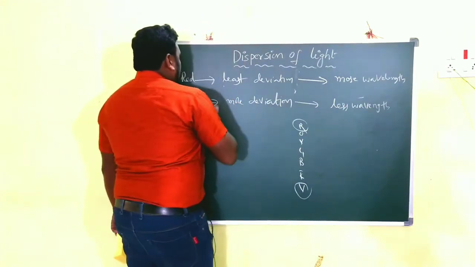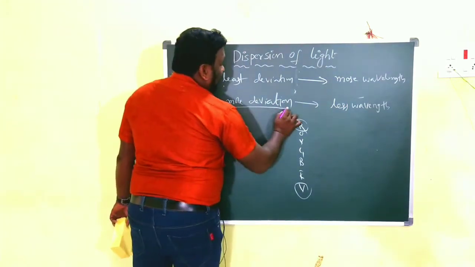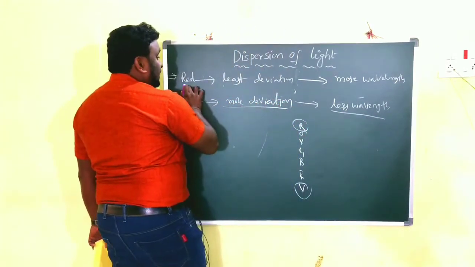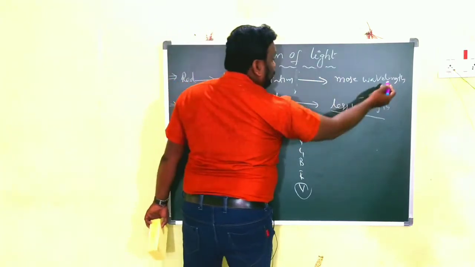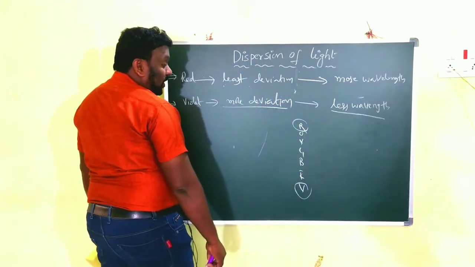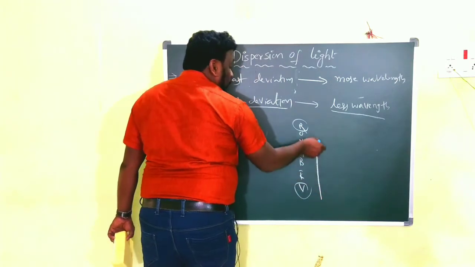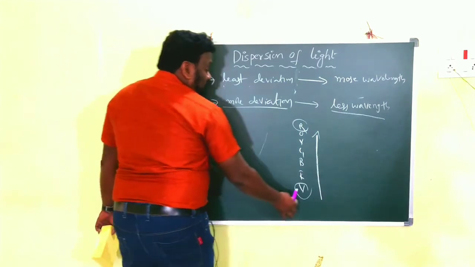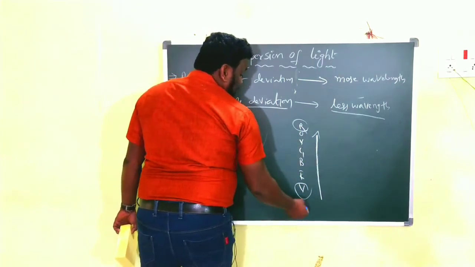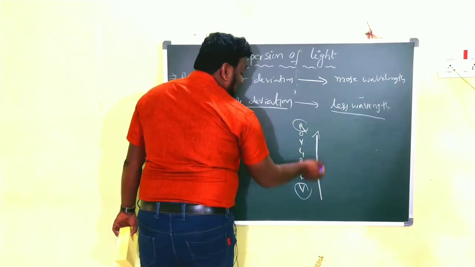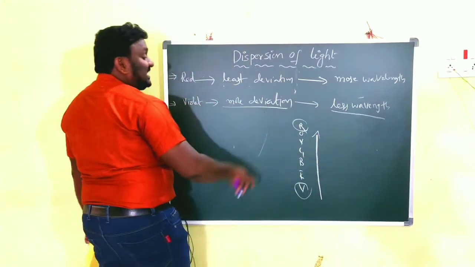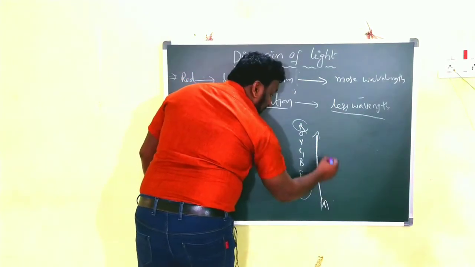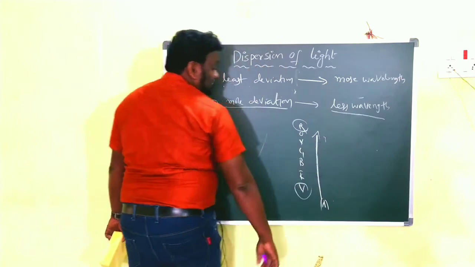So children, violet color has more angle of deviation and less wavelength. Red color has the least deviation and more wavelength. That's why, while we are moving from violet to red color, what do you have to say? Wavelength increases and angle of deviation decreases. Clear? Wavelength increases and angle of deviation decreases, like that.